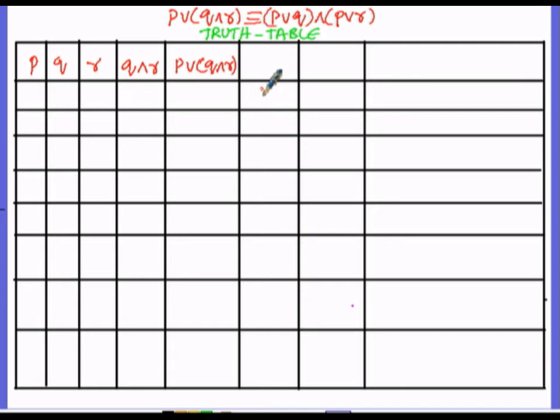Then in the next column on the right hand side statement, the first bracket is P or Q, so let us find out P or Q. In the next column let us find out the second bracket, the second simple statement, that is P or R. Whereas in the last column we are going to find out the right hand side statement, that is (P or Q) and (P or R). Then now let us give the column wise numbering. So this is the first column, this is the second, this is the third column, the fourth one, the fifth one, the sixth column, the seventh column, and this is the eighth one.